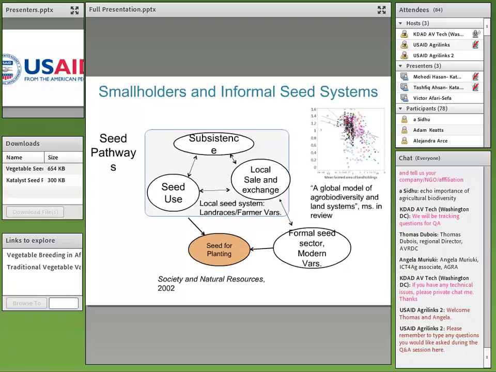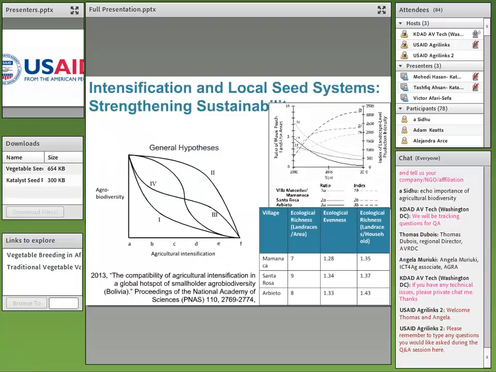The intensification piece, the I in the SI that I'm referring to, is really important. Conventional wisdom is that as agriculture intensifies, you have a drop-off of biodiversity. That is a general rule of thumb, and yet there really are different pathways. I think that's the bottom line, and the goal is to stay on one of these upper curves where you can incorporate more biodiversity into intensification.